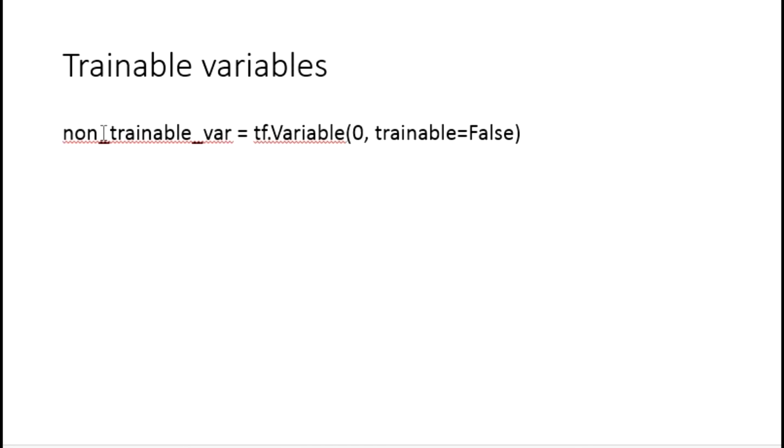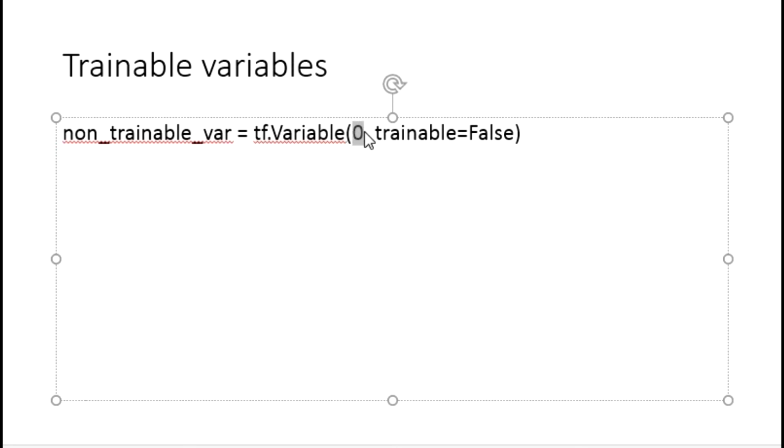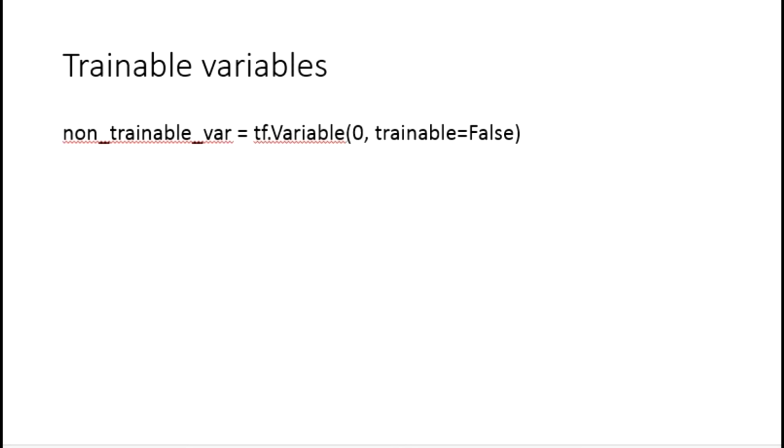So I'm creating this variable called non-trainable var using its constructor. So this is the initial tensor value, and I'm setting its trainable attribute to false.